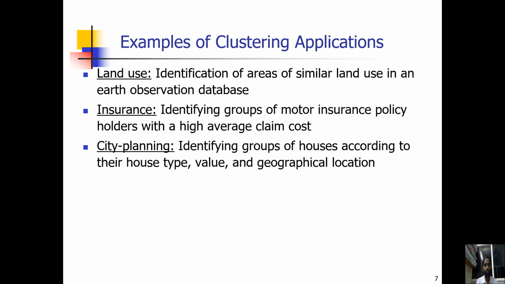So how many members have a motor insurance policy? All of those are maintained as one group. That's called one cluster. City planning: identifying groups of houses according to house type, value, and geographic location. So based upon house type, value, and geographic location, we have to identify the groups. That is one example of clustering.